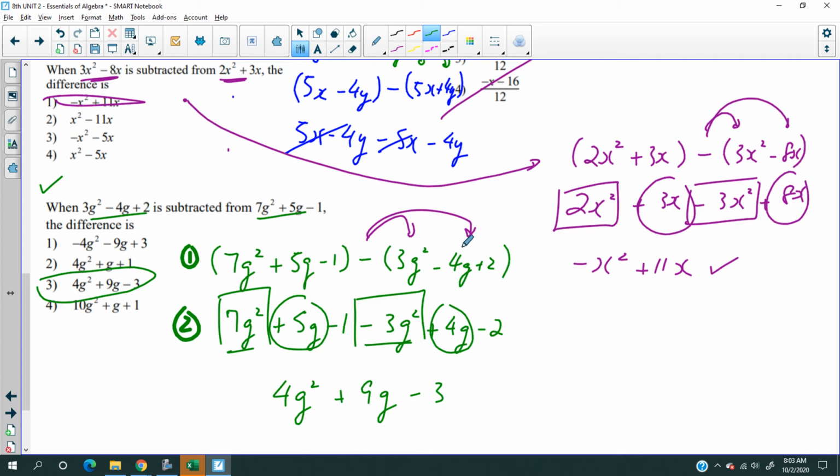Now, what are you simplifying, right? You're getting rid of something, right? What are you getting rid of? That's right, parentheses. When you are simplifying by distributing, you are getting rid of parentheses.